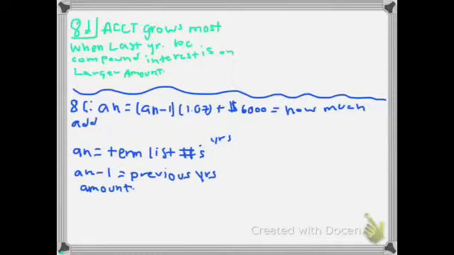So what we're going to do is an equals an minus 1 times 1.07 plus 6,000. And that equals how much was added. So the an term lists the numbers in the amount of years, and the an minus 1 equals the previous year's amount.